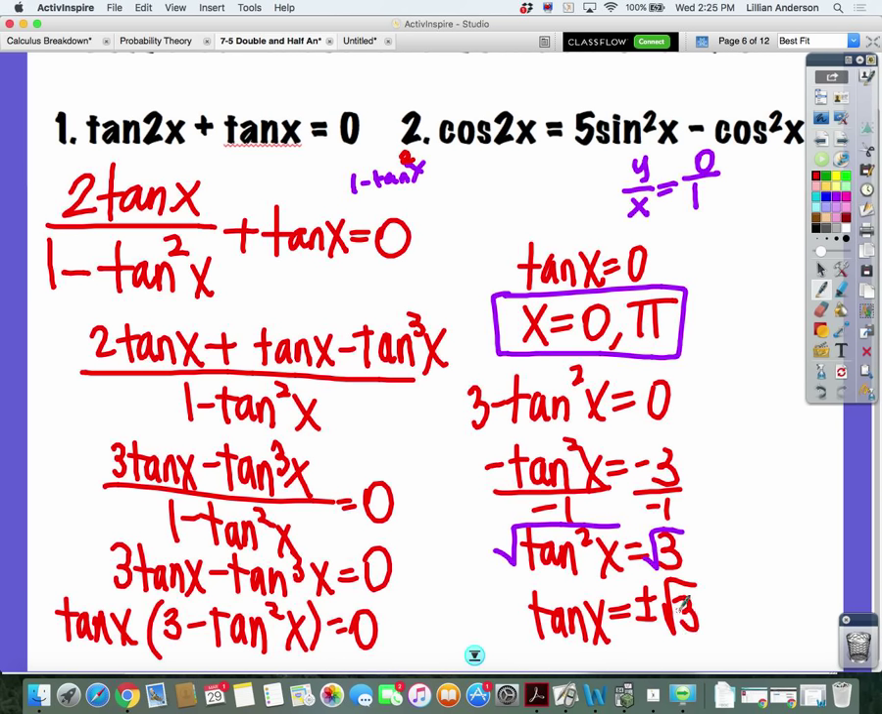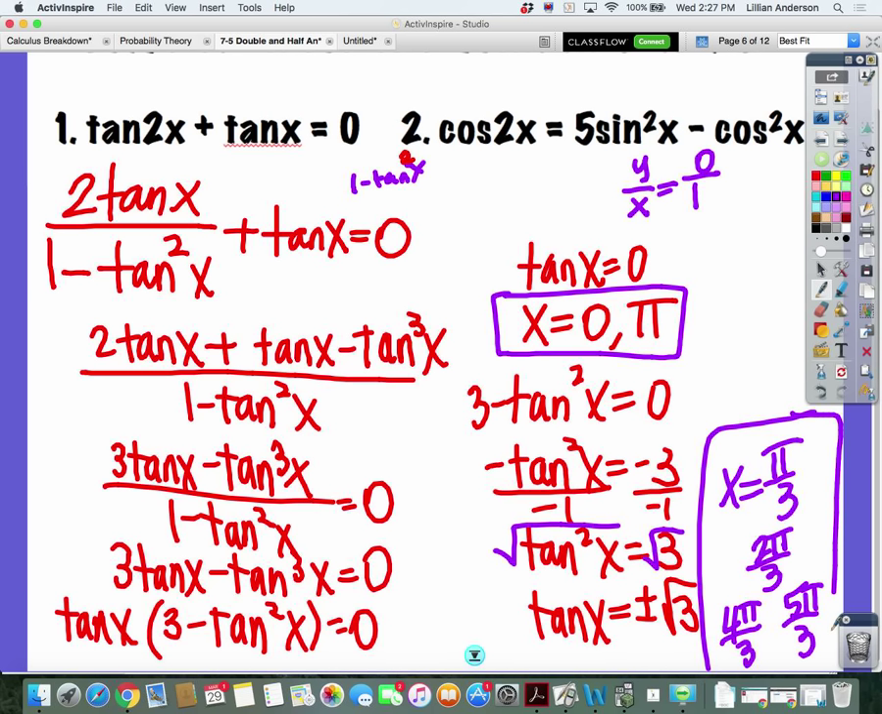Now this one, you have to determine where tangent is a positive or a negative square root 3 on your unit circle. One of the places is at pi over 3. Pi over 3, 2 pi over 3, 4 pi over 3, and 5 pi over 3. Then it becomes negative. That's why I said once you know one, you'll know the other ones because it's going to be the same angle in the same spot just in each quadrant. So you have 6 answers here. 0 and pi, and then the pi over 3s.